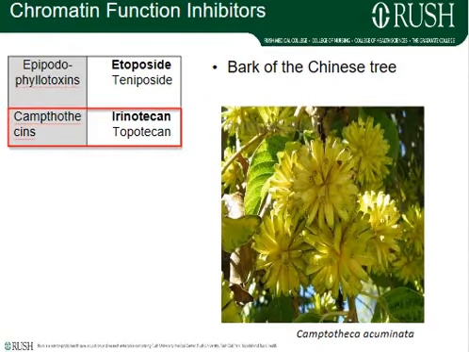The second group of drugs include the camptothecins, and so the prototype here is irinotecan, as well as topotecan. So this is another interesting natural products story. These are drugs that are harvested from the bark of a Chinese tree. From afar, this probably looks like bananas. These are not. These are the flowers. This is a tropical and subtropical tree. Again, that is very, very potent in terms of the chemicals that it can produce.